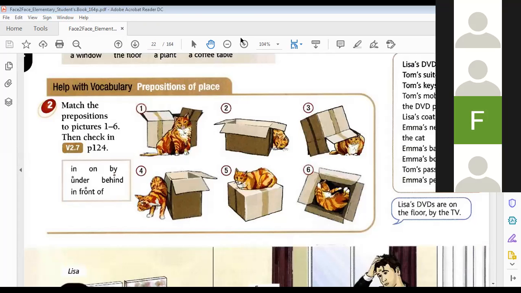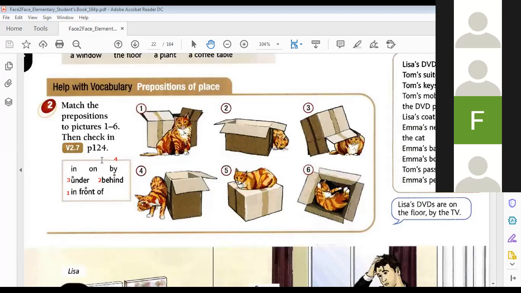So picture number 1, what is this? The cat. In front of. Where's the cat? In front of. Okay, so the cat's in front of the box. What about picture 2? Where's the cat? Behind the box. Okay, so the cat's behind the box. What about picture 3? Under. The cat under the box. Correct. So the cat's under the box. Picture 4. By. The cat by the box. Yes, we can see the cat's by the box.